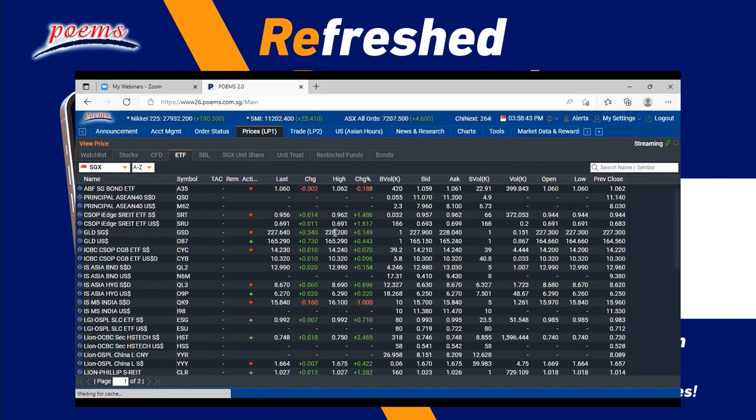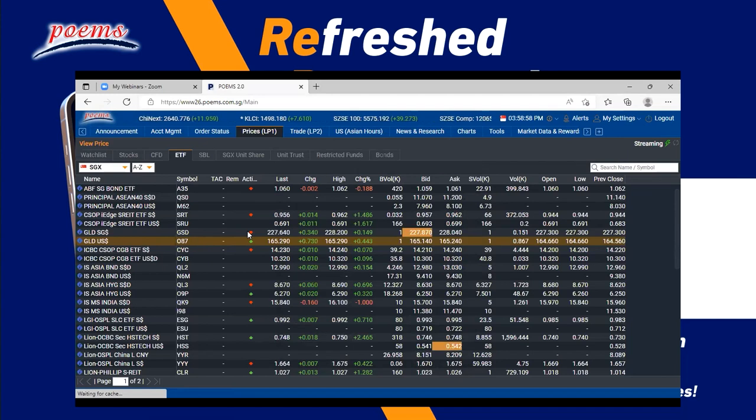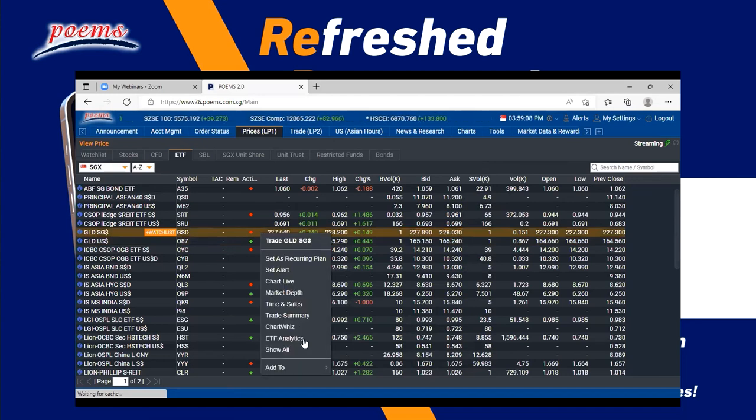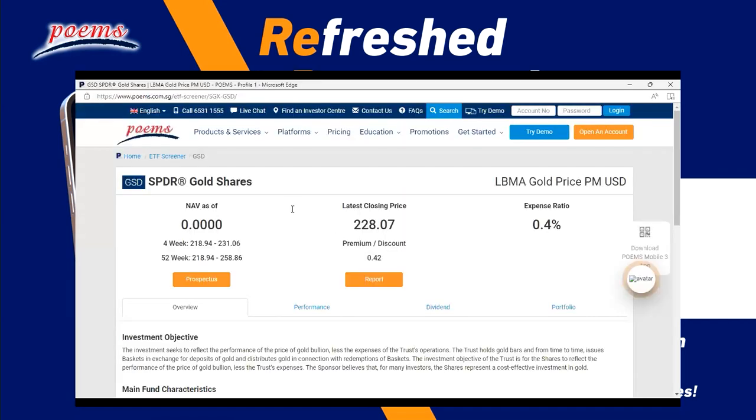So for example, you are interested in the gold Singapore dollar ETF and you want to know more information about it, you can right click on the counter and click on the ETF analysis. After you click on the ETF analysis, this page will appear for you.